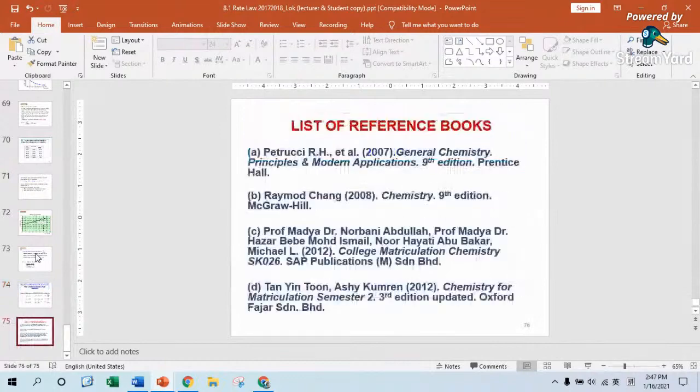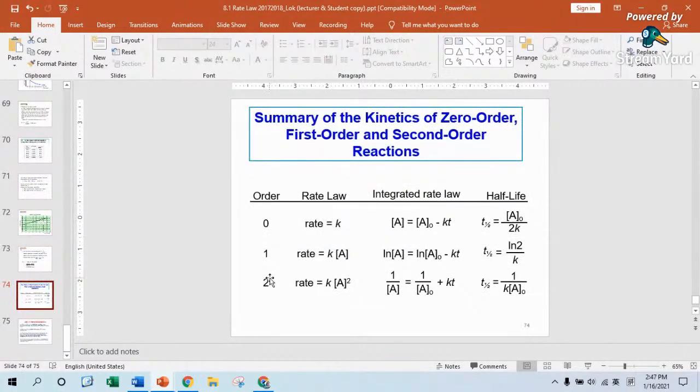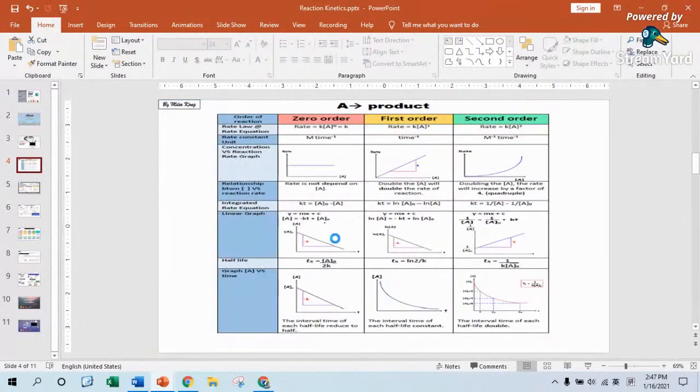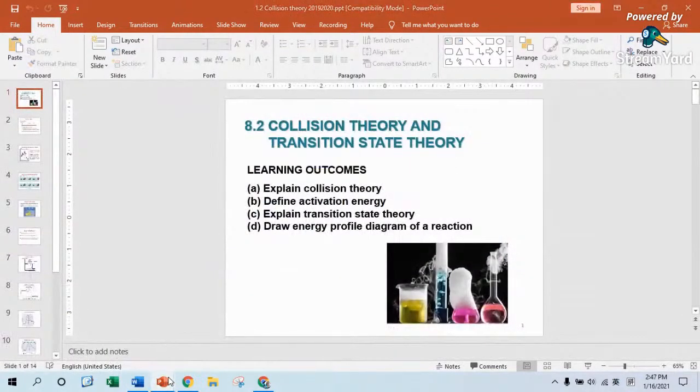That's all for 1.1. So this is the summary that I summarized already. Okay, now we go for 1.2. 1.2 and 1.3 are short topics.